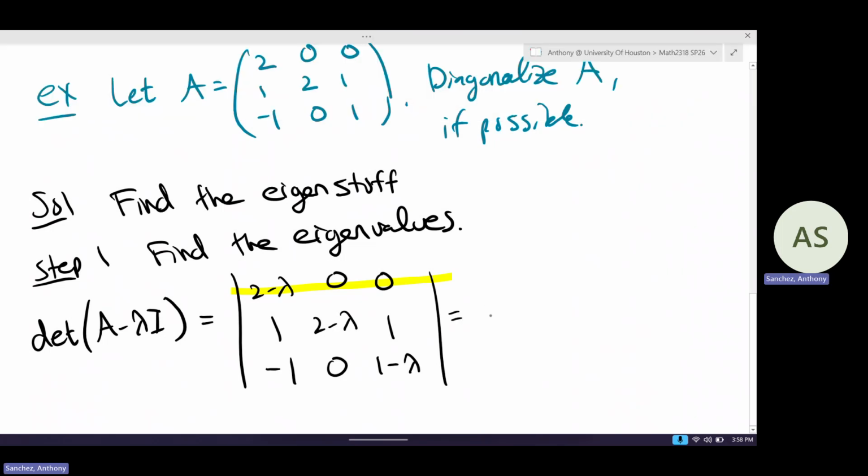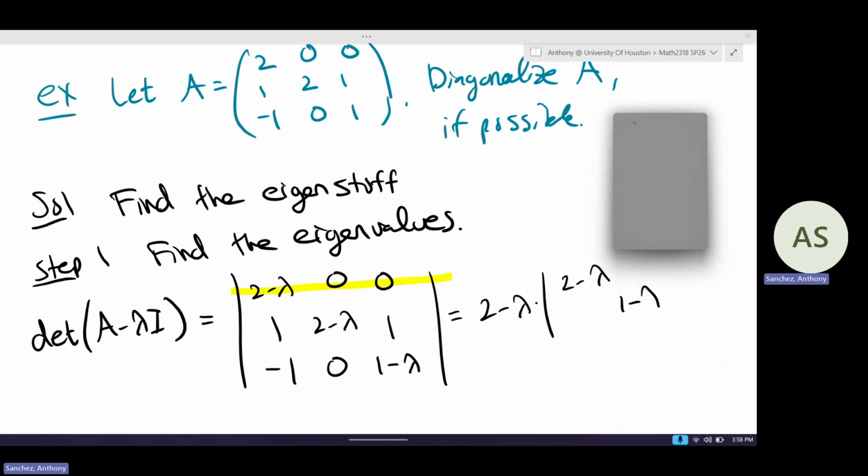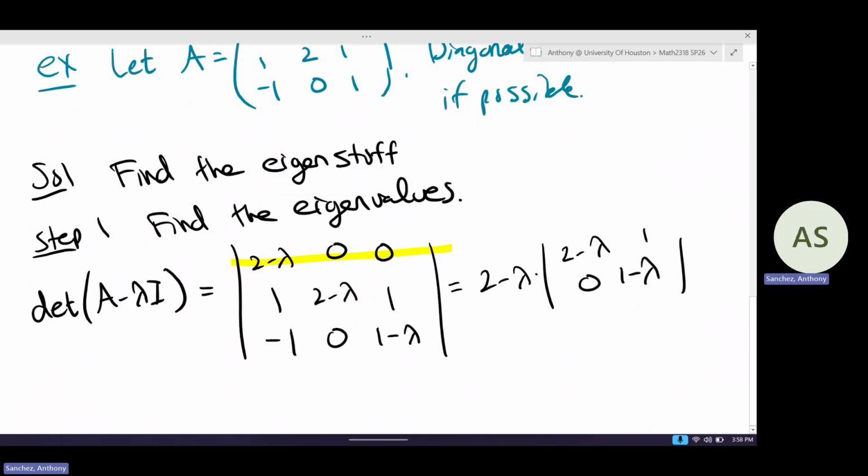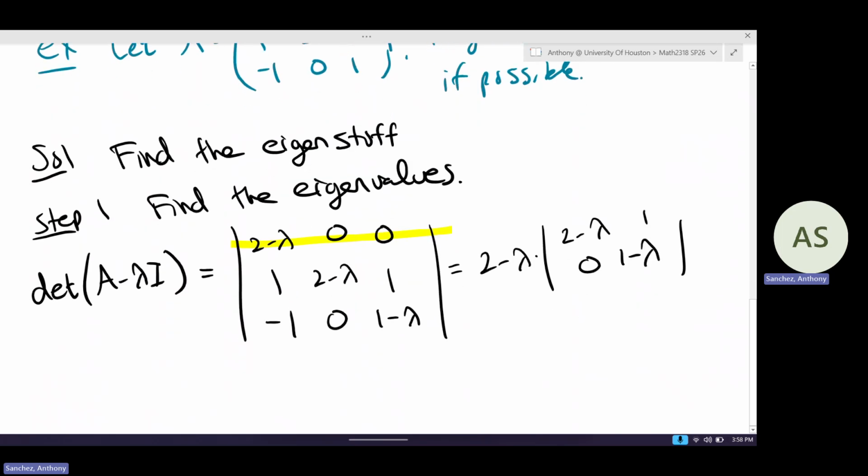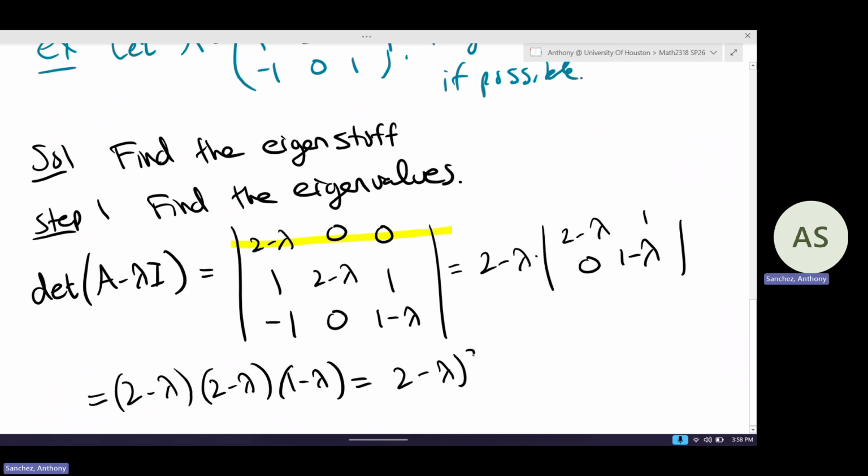So I guess it will be 2 minus lambda times the determinant of 2 minus lambda, 1 minus lambda. Let me make some space. 1 minus lambda, 1 and 0. And this is a diagonal. The smaller minor here is a diagonal matrix. So I'm able to take its determinant just by looking at the diagonal entries. So that'll give me a 2 minus lambda again and a 1 minus lambda. And I can simplify this ever so slightly. This is 2 minus lambda squared, 1 minus lambda.